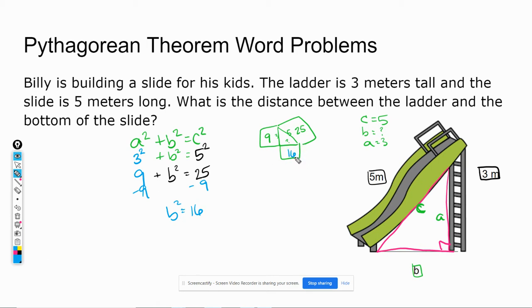This square is 16. So what's the side length of that square? See if you can figure it out. I hope you took the square root of both of those and remembered that 4 times 4 is equal to 16. And so it's 4 away. Now this was meters and this was meters, so it's equal to 4 meters away from the bottom of the slide.